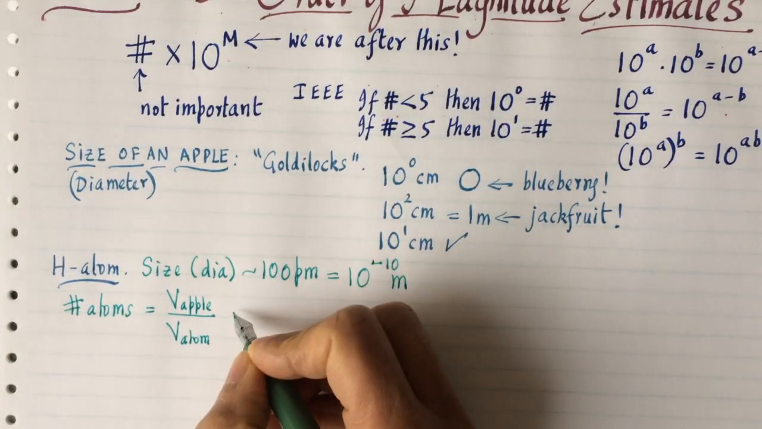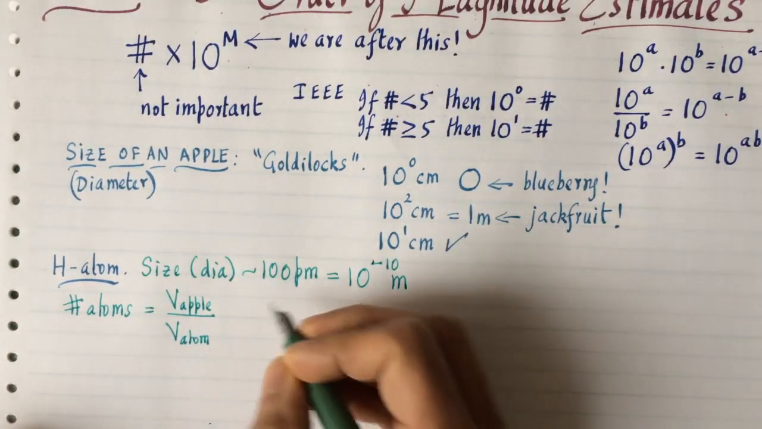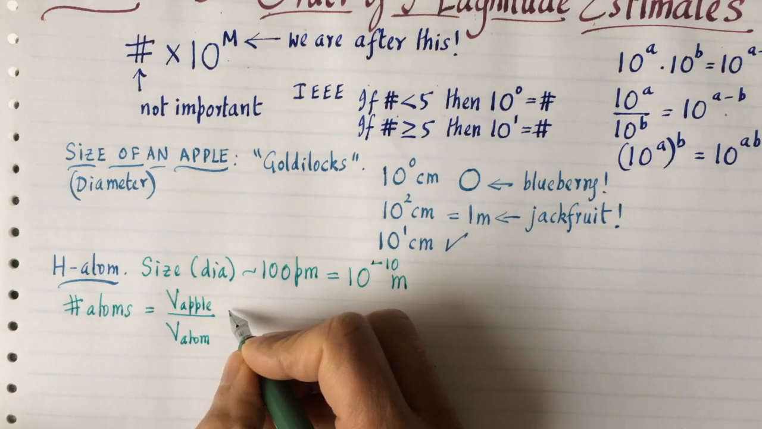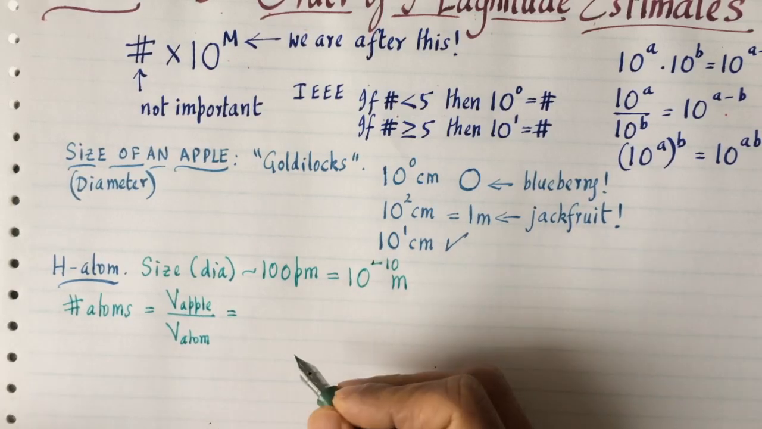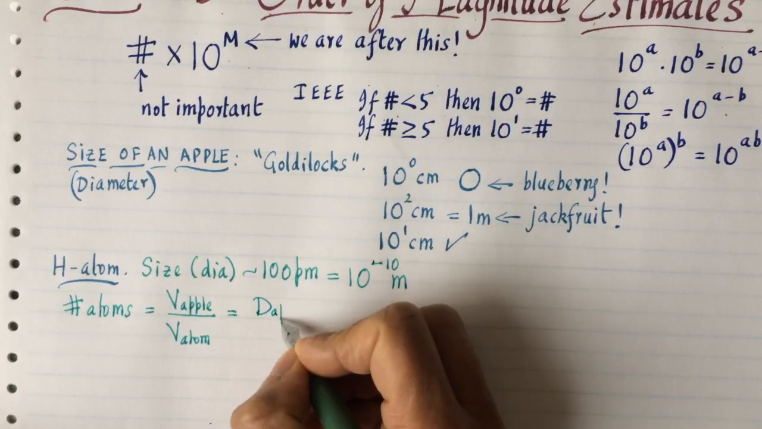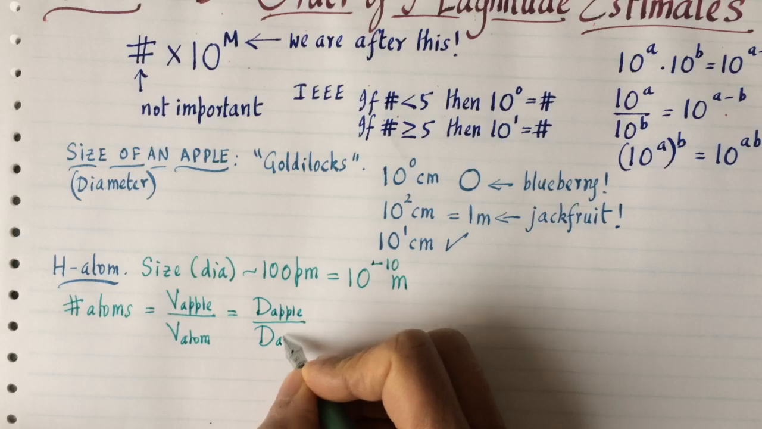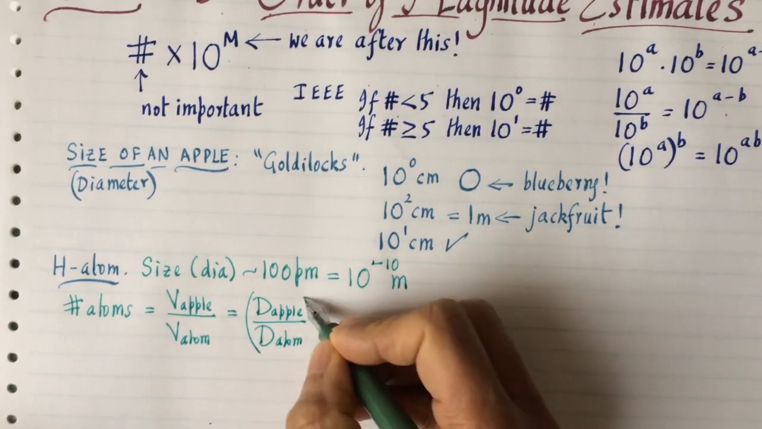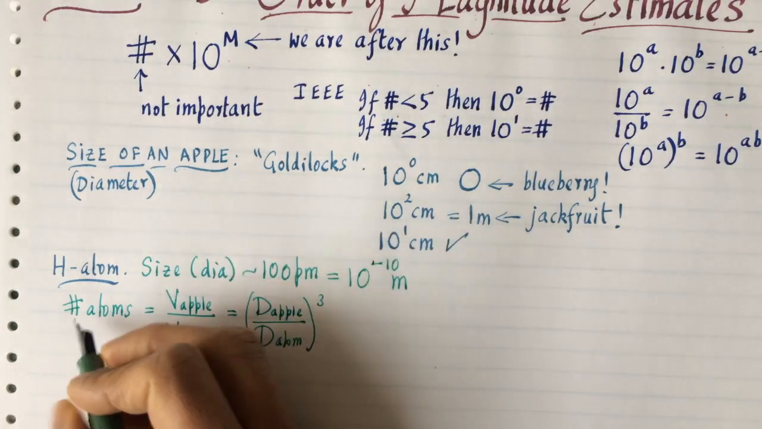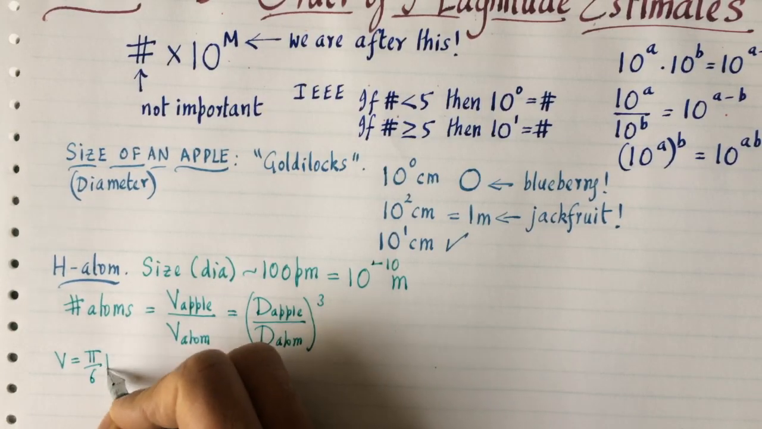Well, the volume of an apple, or the volume of anything, now we're going to assume the apple is actually spherical in shape, and an atom is also spherical in shape. So volumes are proportional to the cube of the diameter. So this is going to be d apple cubed divided by d atom cubed. Now the actual formula for the volume of a sphere is pi over 6 d cubed.